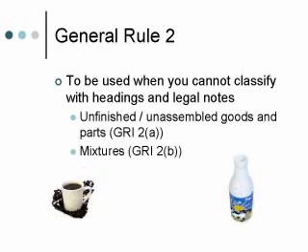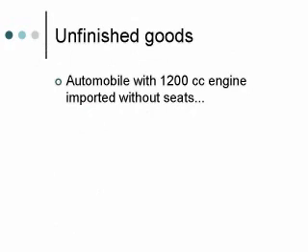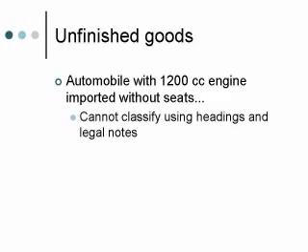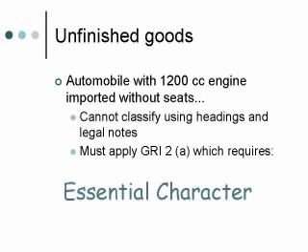General Rule 2b covers articles that contain more than one classifiable product, such as coffee with chicory or milk with vitamin D. If we have an unfinished automobile, for example, an automobile with a 1200cc engine imported without seats, and you could see that automobile in a parking lot, you really could not tell whether it had seats or not. For all intents and purposes, it would look like a complete automobile. We cannot classify it using headings and legal notes, as there is no heading for an incomplete automobile. Therefore, we must apply General Rule 2a, which requires the application of a concept known as essential character.